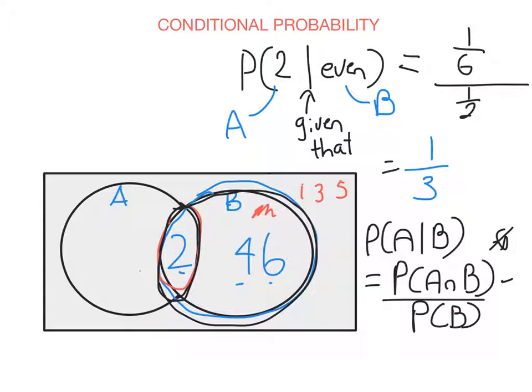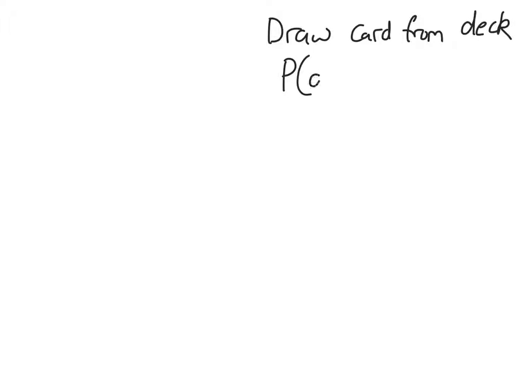Now please copy this slide down if you want to keep it, because I'm about to change. So the question I'm going to do is, let's say I draw a card from a deck, and I'm going to tell you that that card was red. And given that that card was red, I want to find the probability that the card was a diamond. So I'm looking for the probability that I picked a diamond card given that the card was red.